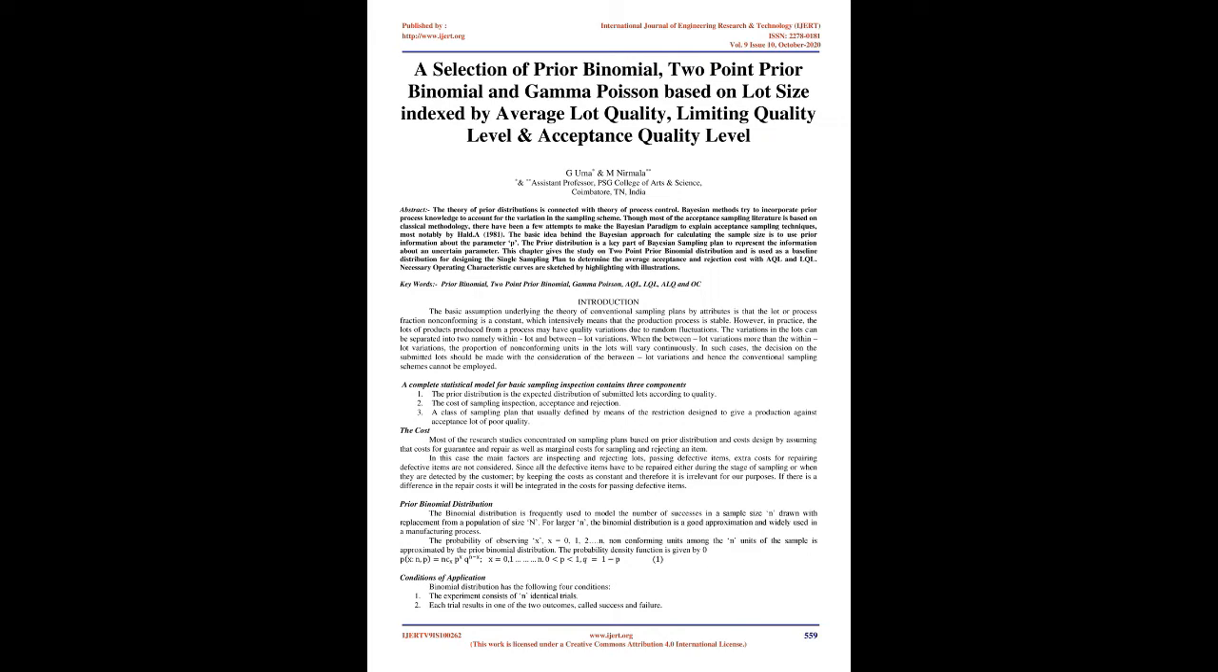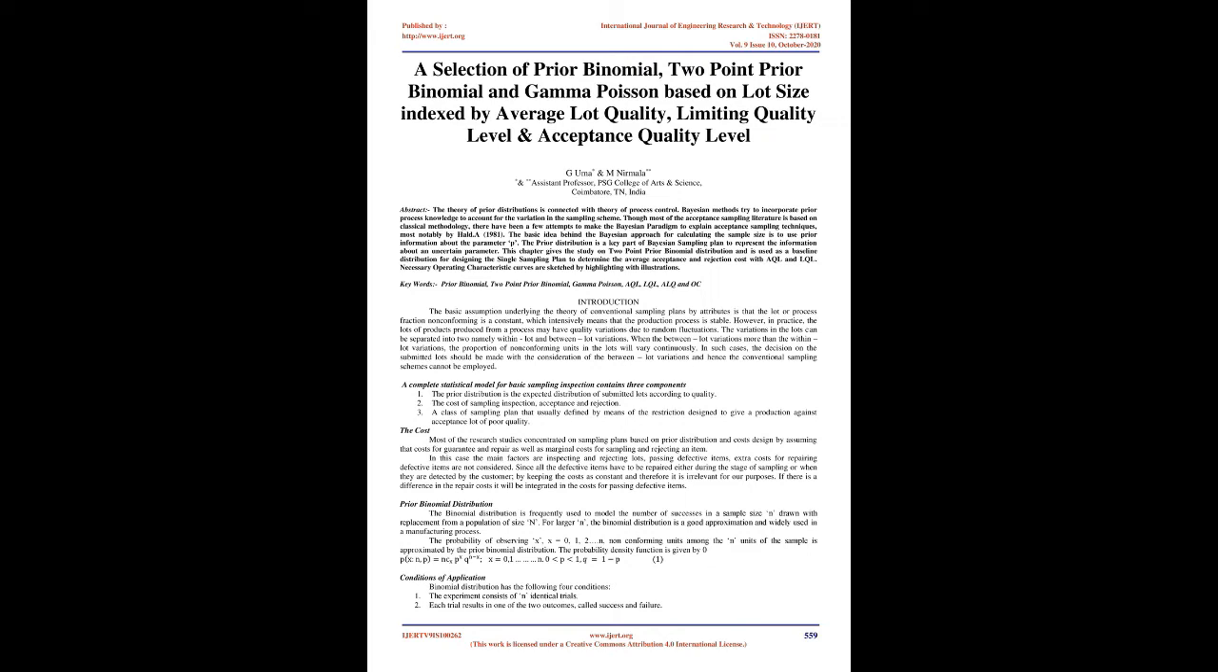Introduction. The basic assumption underlying the theory of conventional sampling plans by attributes is that the lot or process fraction nonconforming is a constant, which intensively means that the production process is stable. However, in practice, the lots of products produced from a process may have quality variations due to random fluctuations. The variations in the lots can be separated into two, namely within lot and between lot variations. When the between lot variations are more than the within lot variations, the proportion of nonconforming units in the lots will vary continuously. In such cases, the decision on the submitted lots should be made with the consideration of the between lot variations, and hence the conventional sampling schemes cannot be employed.